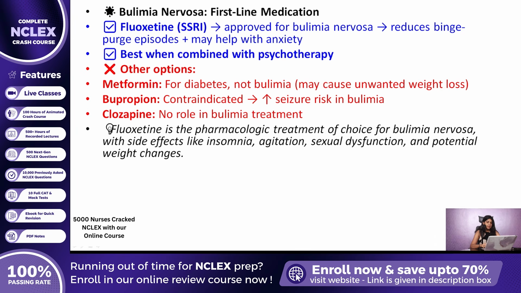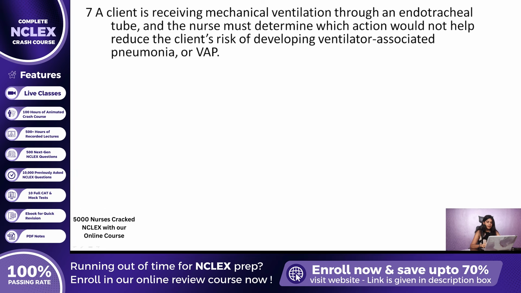Question 7. Let us now consider a question involving prevention of healthcare-associated infections. A client is receiving mechanical ventilation through an endotracheal tube, and the nurse must determine which action would not help reduce the client's risk of developing ventilator-associated pneumonia, or VAP. The options are as follows.